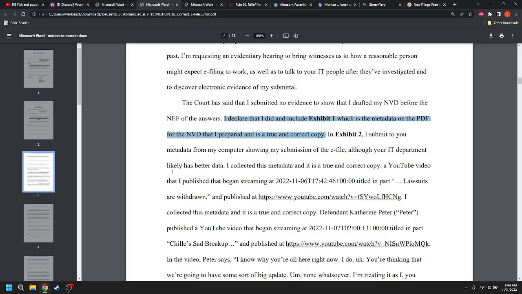In Exhibit 2, I submit to you metadata from my computer showing my submission of the e-file. I have glanced through the exhibits, but I did not see anything showing a submission of the e-file, although your IT department likely has better data. I collected this metadata, and it is a true and correct copy.